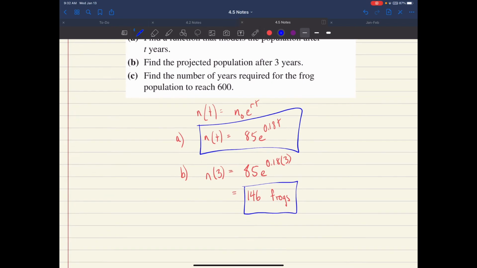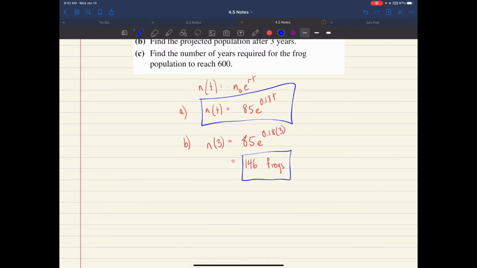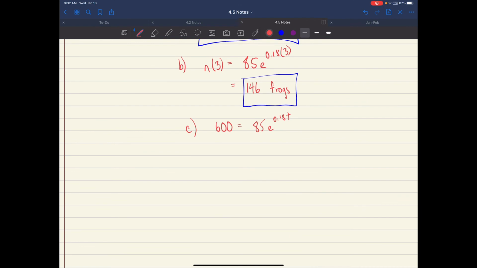Now, C says find the number of years required for the frog population to reach 600. So what we do for C, we say 600 equals 85 times e to the 0.18 times t. So we're looking for t, it's in years. So just like all of the other ones, we divide out the 85. So on the left, we have 600 divided by 85, which is going to be 120 over 17, equals e to the 0.18t.